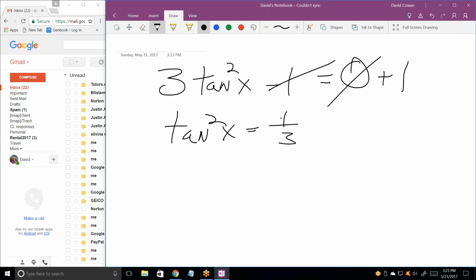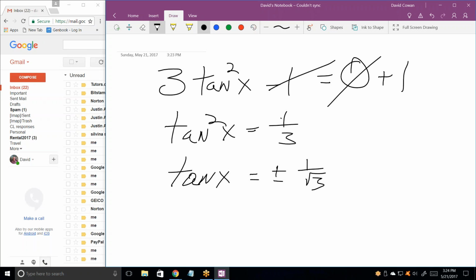Okay. The next step is ripe for error. And then if you square root both sides, doesn't it become 1 over root 3? It's plus or minus 1 over root 3. Oh, plus or minus 1 over root 3. That makes a huge difference. That's going to give you 2 more answers.